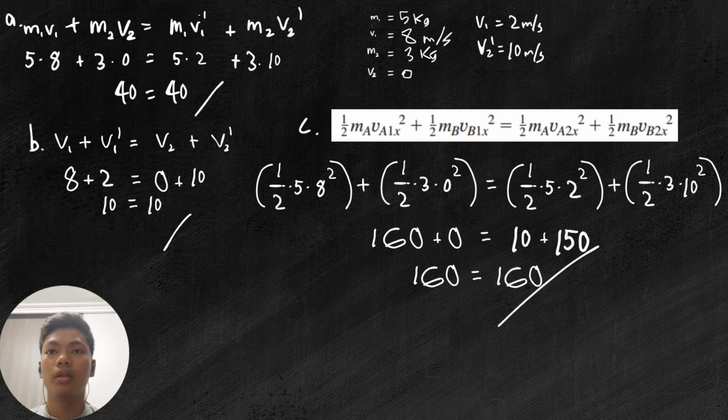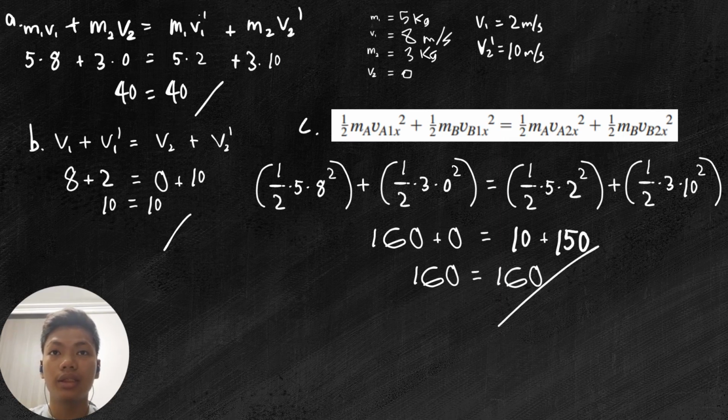Okay, let us proceed with the example. A 5 kilogram ball moving east at a speed of 8 meters per second strikes a 3 kilogram ball at rest. Calculating the velocities of the two balls, assuming a perfectly elastic collision. So, based on the problem, let us first get the known values so we can formulate our equation.